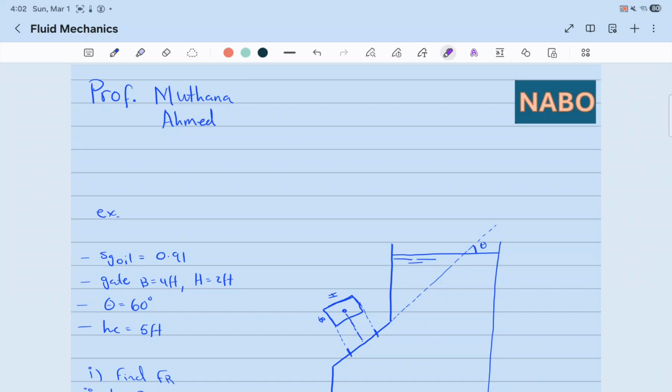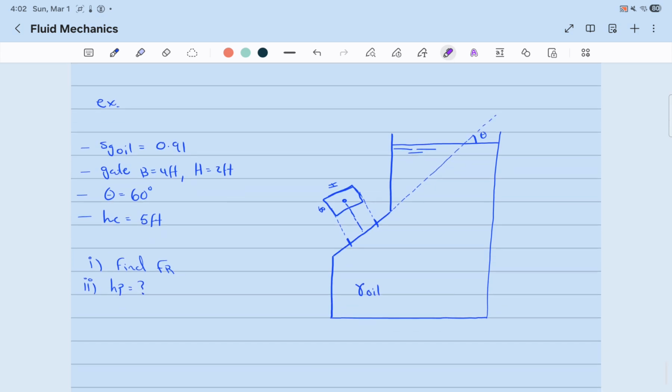Hello everyone. In today's class, we're gonna look at an example from chapter 4 on submerged surfaces. So for this example, we have a reservoir that's used to store oil. Okay, and we were asked to find the resultant force taking place in this submerged surface. Okay, we're asked to find the resultant force and to find the depth of where the resultant force is happening.